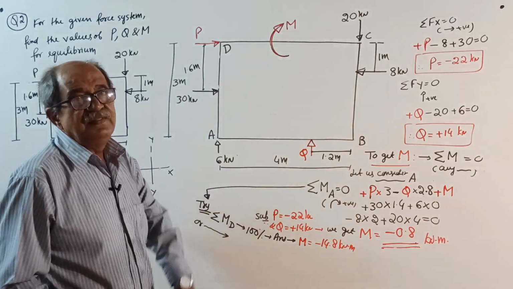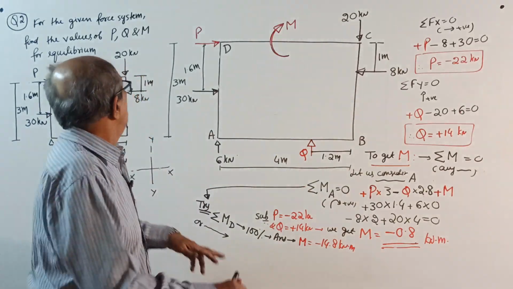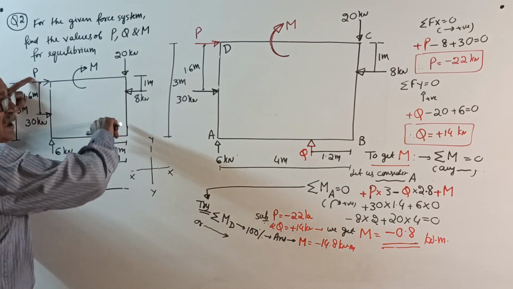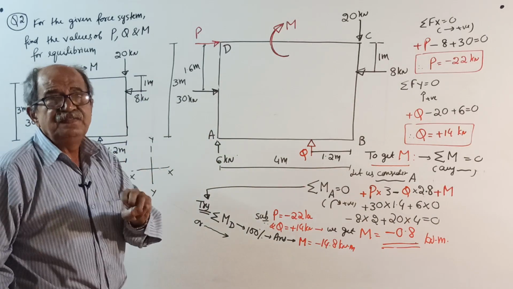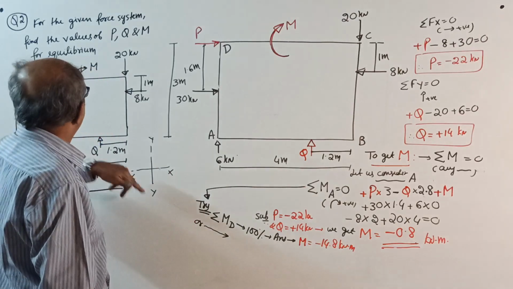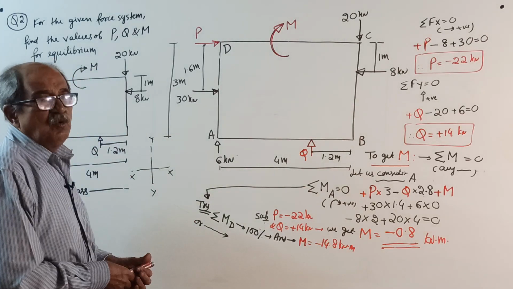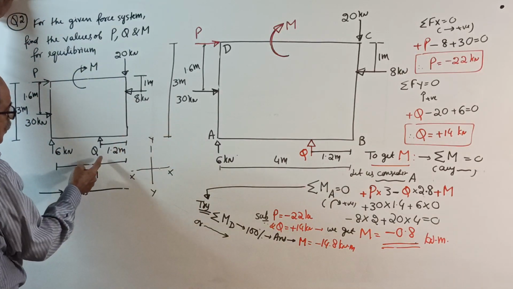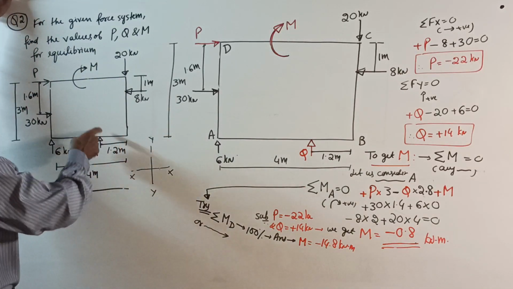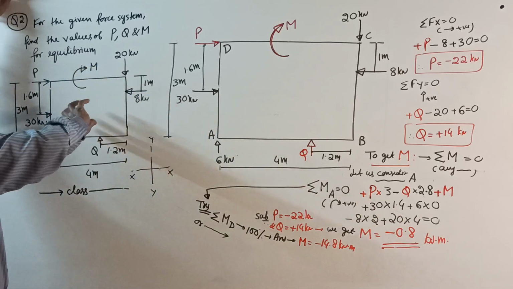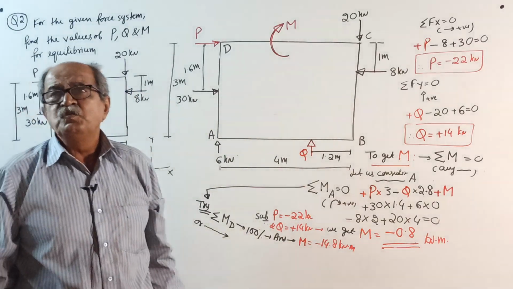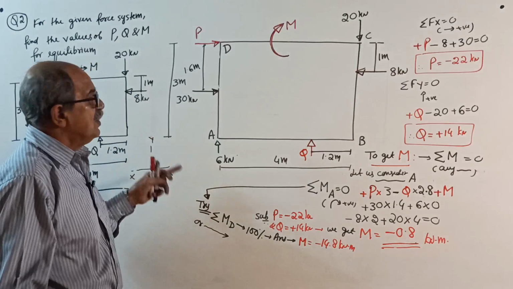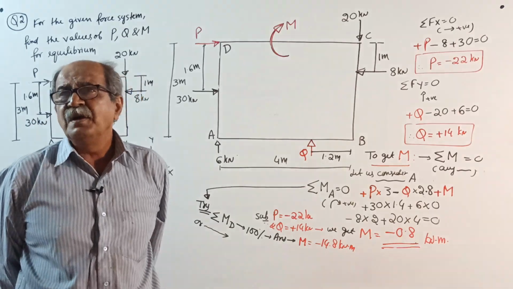Now this time, they are more clever. They know that only P and Q cannot keep the system in equilibrium, so one extra unknown is required. 3 unknowns means 3 equations. The last unknown is the moment. In other words, the question is: find P and Q for force equilibrium, and what couple is to be applied to ensure moment equilibrium, or to prevent rotation. Find P and Q for preventing translation and M for rotation.